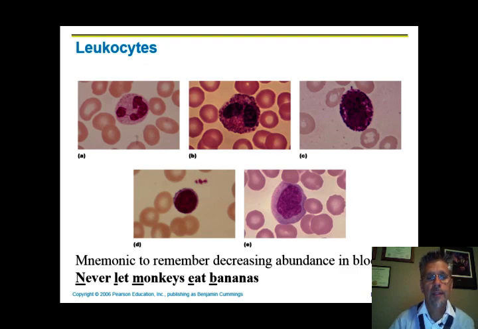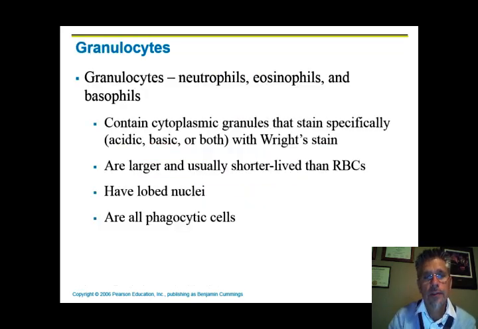Never let monkeys eat bananas will give us the first letter of the names of the 5 different types of white blood cells in order from most numerous to least numerous. So we'll talk about that in lab.